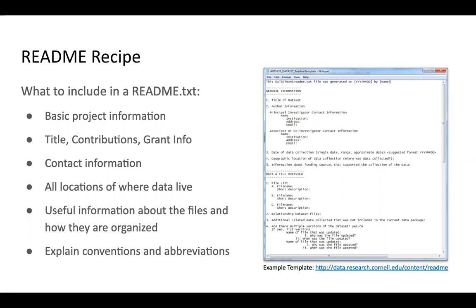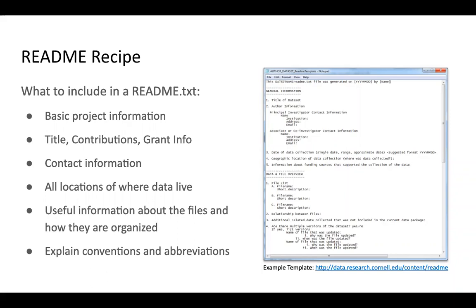So create a plain text file for each distinct data set. And for each of these files, you should include some basic project information: title, contributions, grant information, contact information, all locations of where data live, including any backups, and published data in repositories, and useful information about the files and how they are organized, especially explaining file naming conventions and abbreviations.